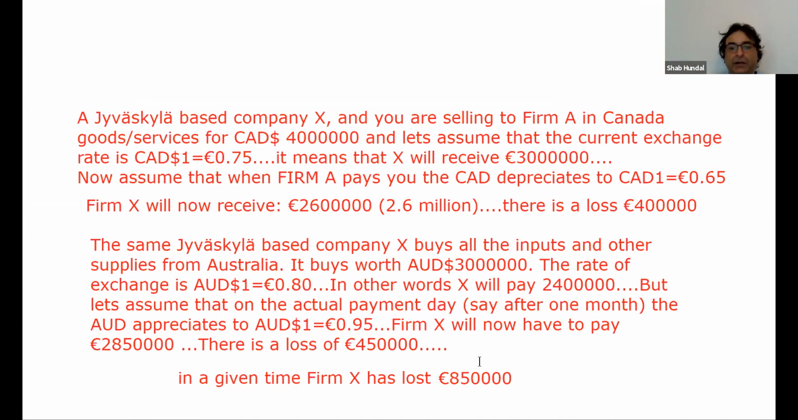I didn't tell you then, but now I think if this loss was 400,000 Canadian dollars and this loss was 450,000 Australian dollars, you can't add them. But if this loss is in the same unit, like in euros, you can simply add. You can say that, hey, in this transaction we have lost 850,000. We don't know why we lost it.